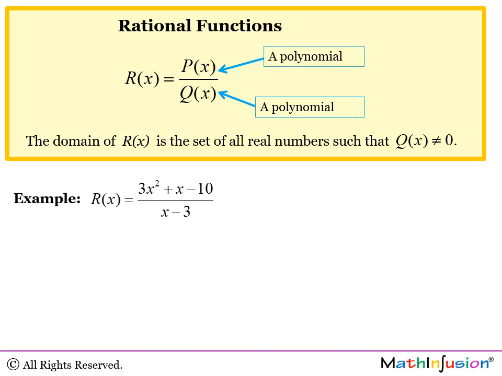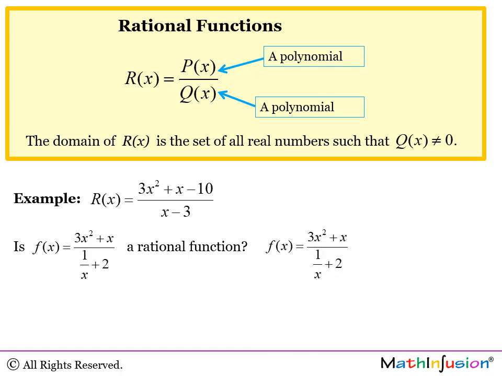Example. Here is a rational function, because you observe that you have a polynomial over a polynomial. Is this function a rational function? No. Why not? Because this one is not a polynomial.